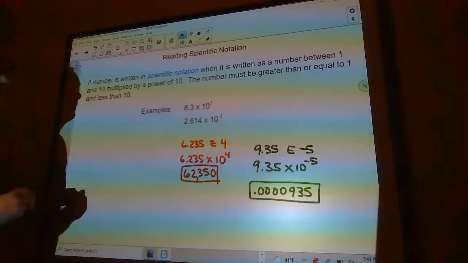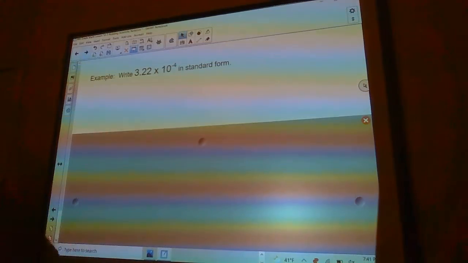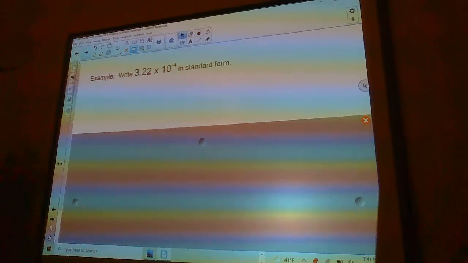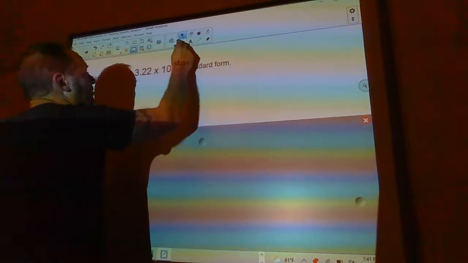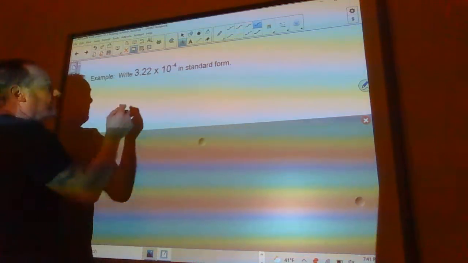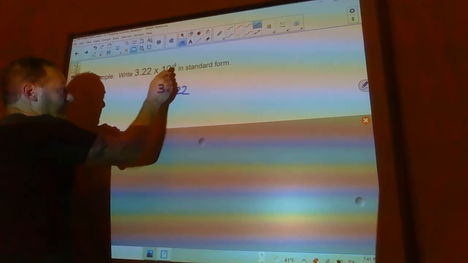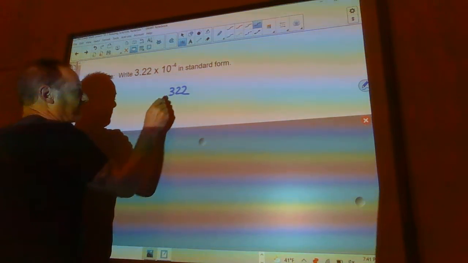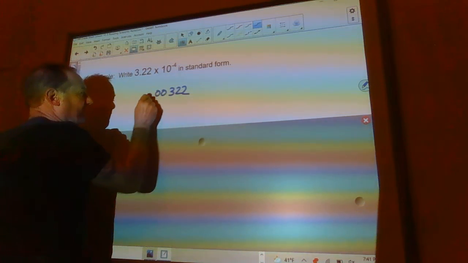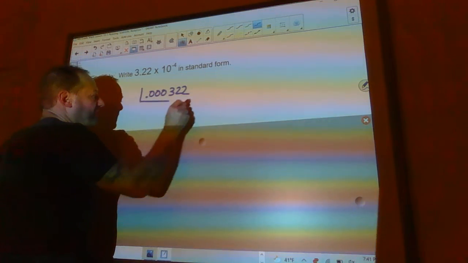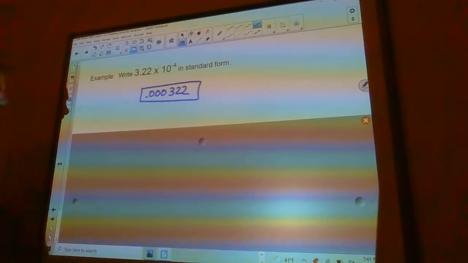Okay, so that's how you read scientific notation. Now write this in standard form. Okay, so standard form is just an actual number. So it's going to be 3.22, but I've got to move the decimal, remember, 4 places to the left, so it's going to be 1, 2, 3, 4 places. That's the answer to this question right here.